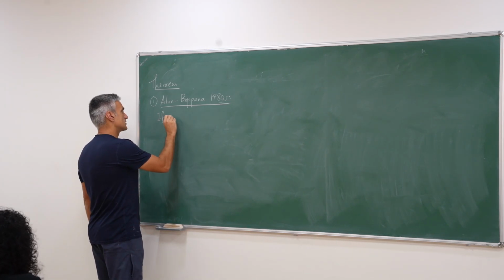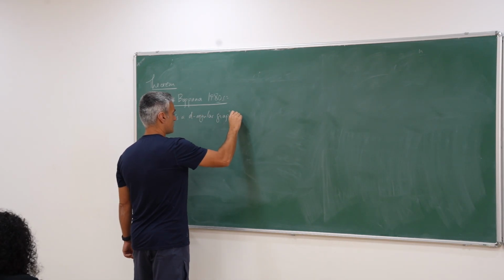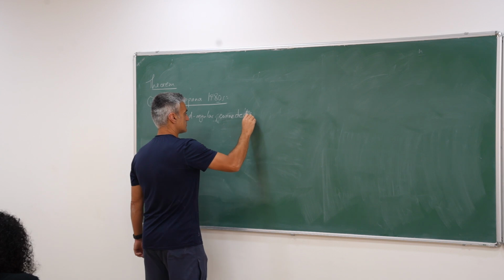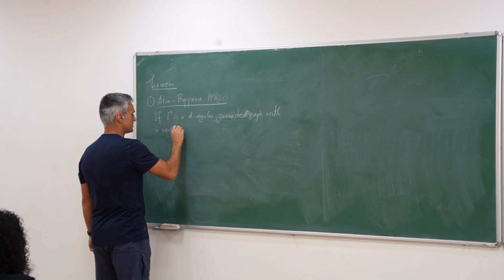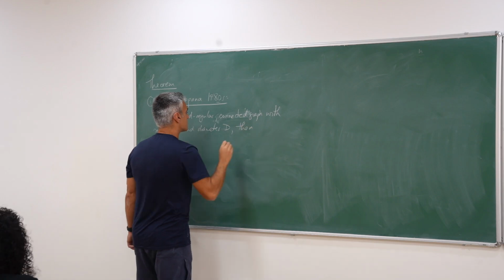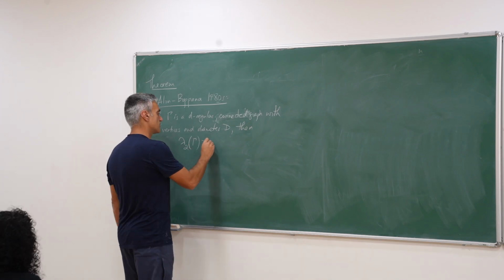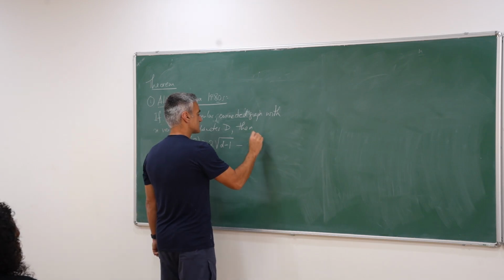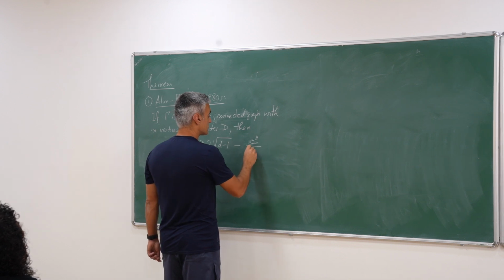if gamma is a d-regular graph, again a d-regular connected graph, with n vertices and let's say diameter d, then lambda 2 of gamma is greater or equal than 2 square root of d minus 1 minus some constant, let me call it c double prime, not the other constants, divided by the diameter.